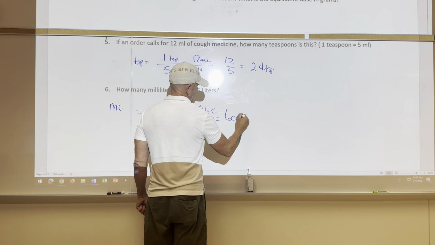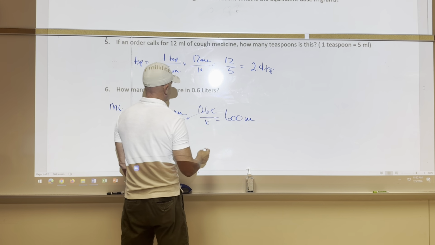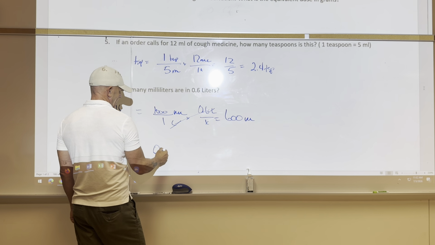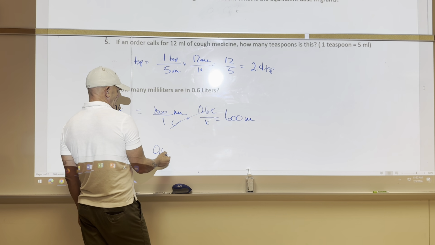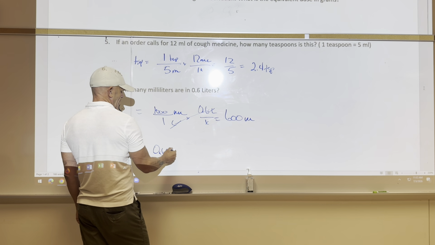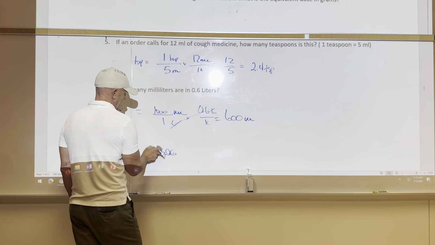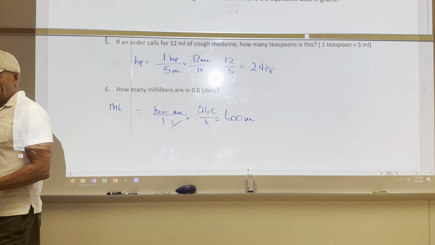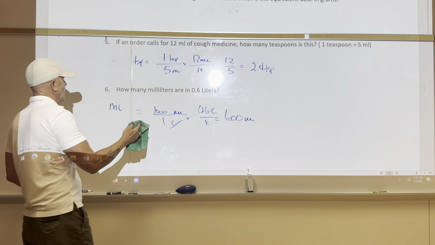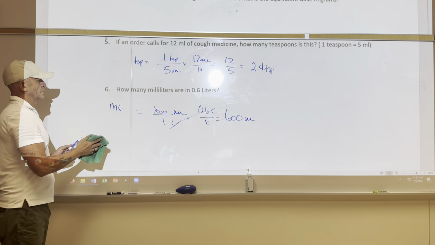600 milliliters. Easy way to check it: you got your 0.6 liters. We know the decimal goes 3 spaces over. 1, 2, 3. There's your answer without having to do that. But you check your work like that, okay? Got it?